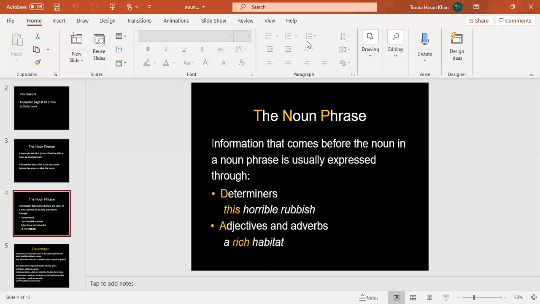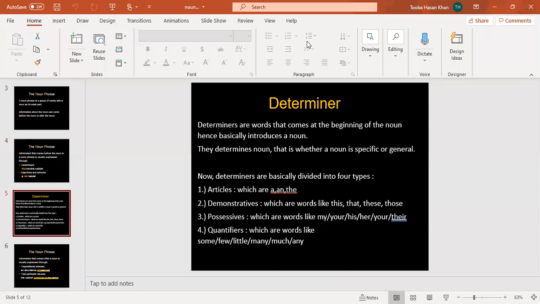Information that comes before the noun in a noun phrase is usually expressed through determiners. For example, this horrible rubbish, the word this is the determiner. Adjectives and adverbs, for example, a rich habitat. Now, what are determiners? Determiners are those words that come at the beginning of the noun and they introduce a noun. They determine noun, that is whether a noun is specific or general.